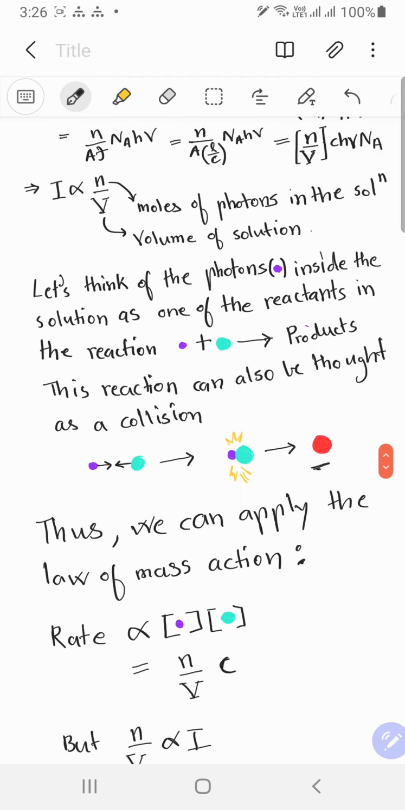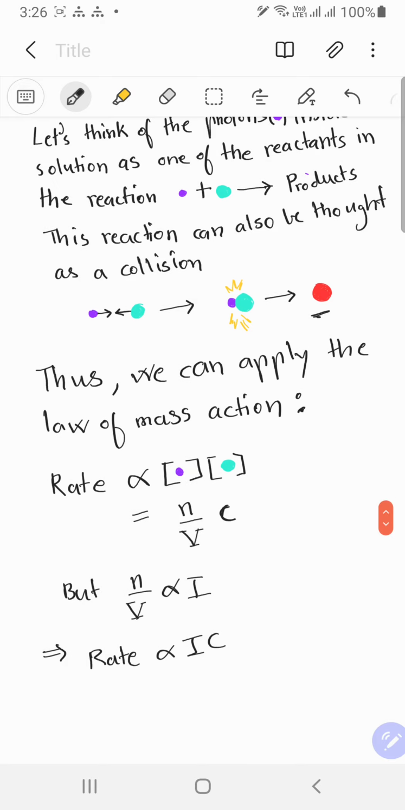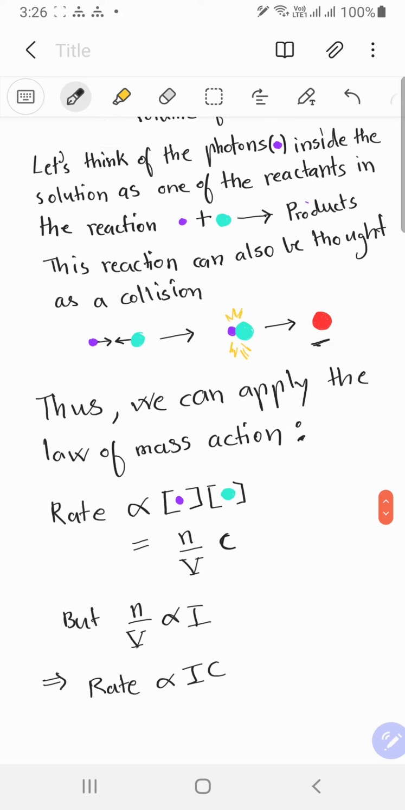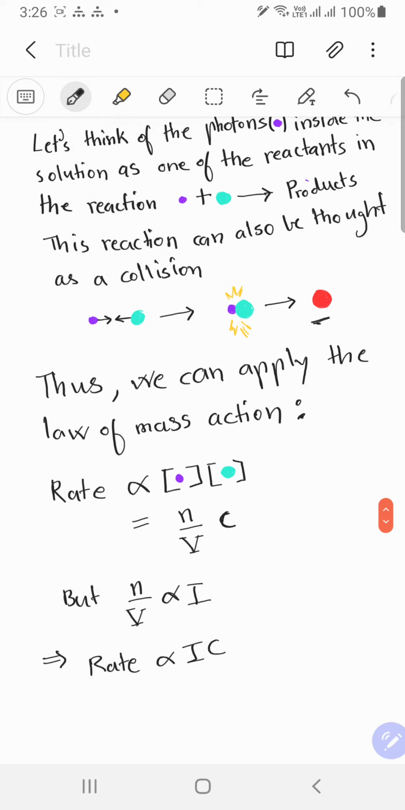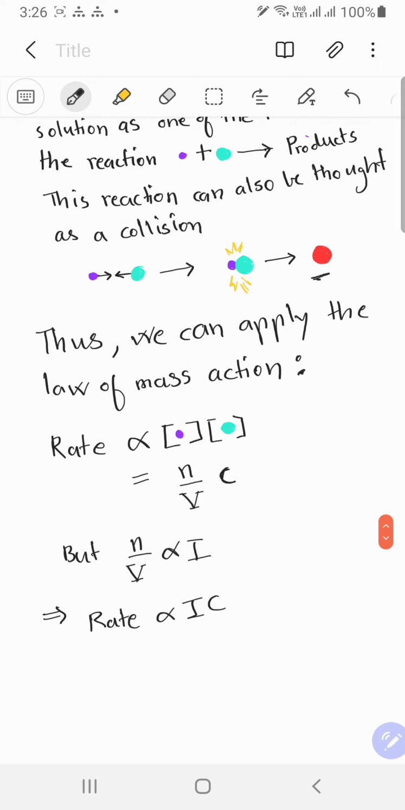Now let's think of the photons inside the solution as one of the reactants in this reaction. So photon plus AB molecule gives the product, which is basically AB star. This reaction can also be thought of as a collision. That's what we do for almost all of the reactions in chemical kinetics. We think of them as collisions, and that's why we can apply the law of mass action, or whatever it's called, which states that the rate is proportional to the concentration of the reactants, to the power of the stoichiometric coefficient, but that's some other stuff.